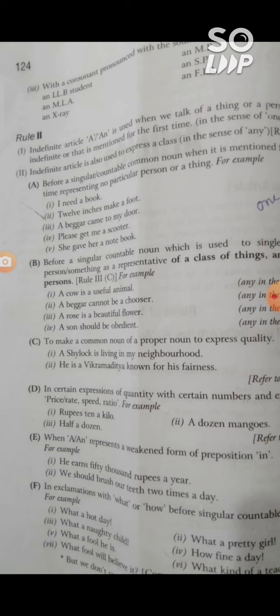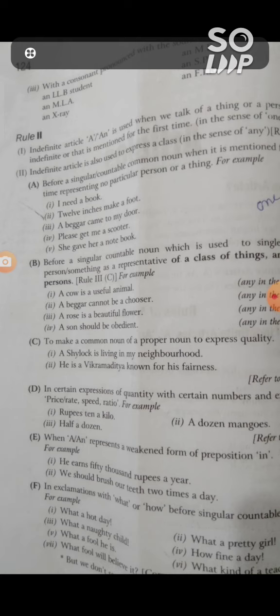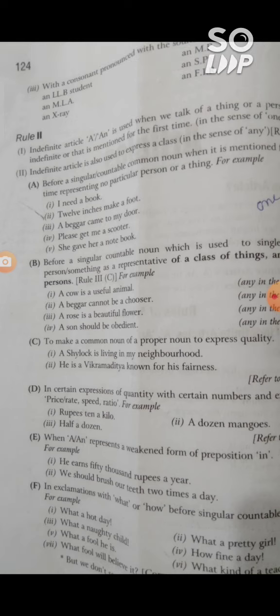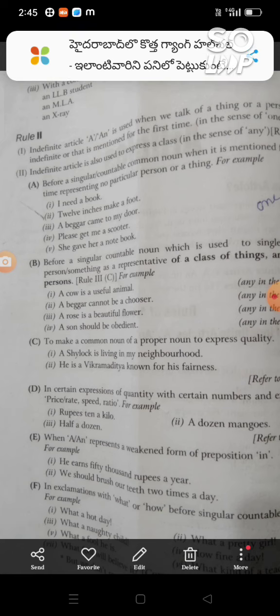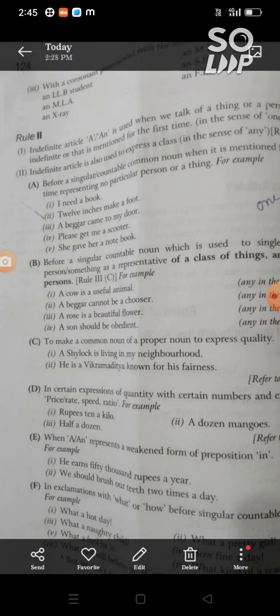When we talk about a person, place or thing, the first time, we use a or an. It means a person, thing or any object that they don't refer to particularly. Understand? They use it only for the first time, in the sense of one; we use the article a or an. Already I have given the clarity.